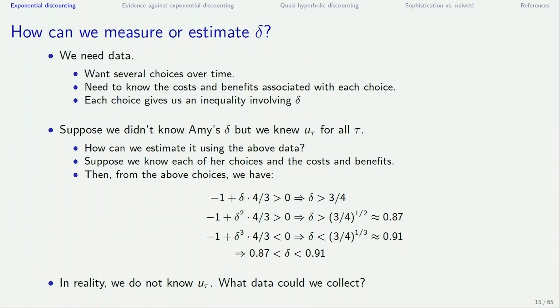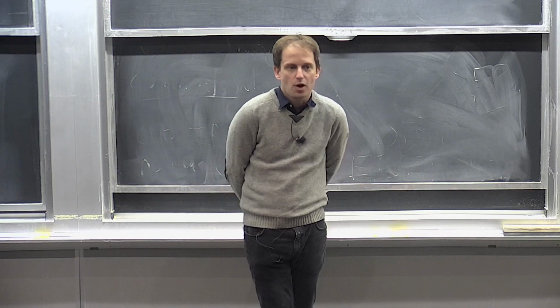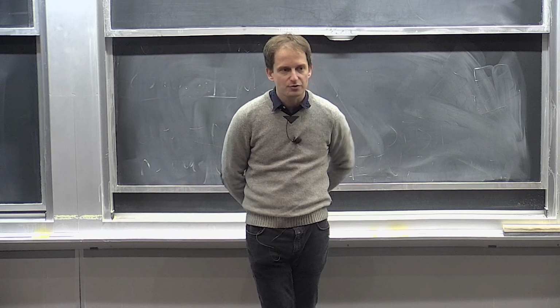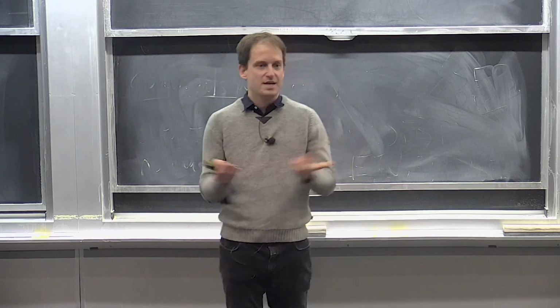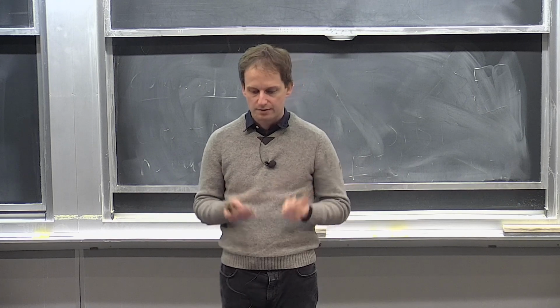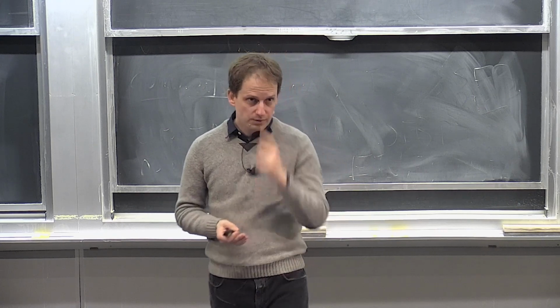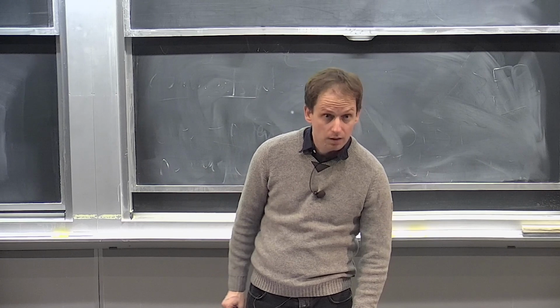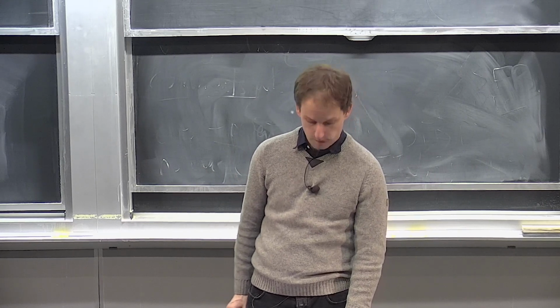Now, in reality, we actually don't know what the U taus are. We don't know what the utility is for different options from people. So if we see people's behavior, we can estimate delta from that. So what could we do instead? What kinds of choices can we make, or can we elicit?